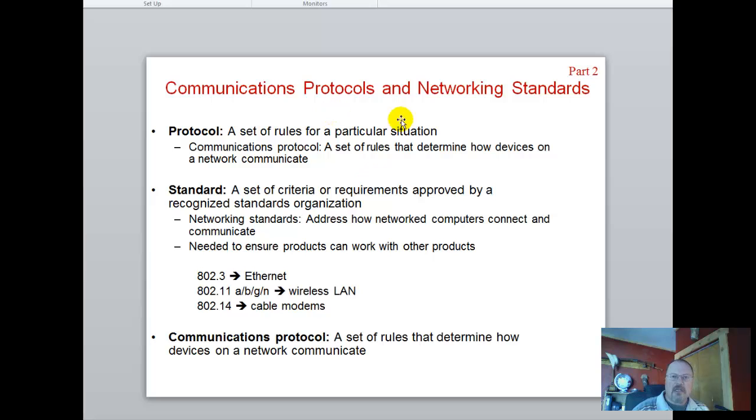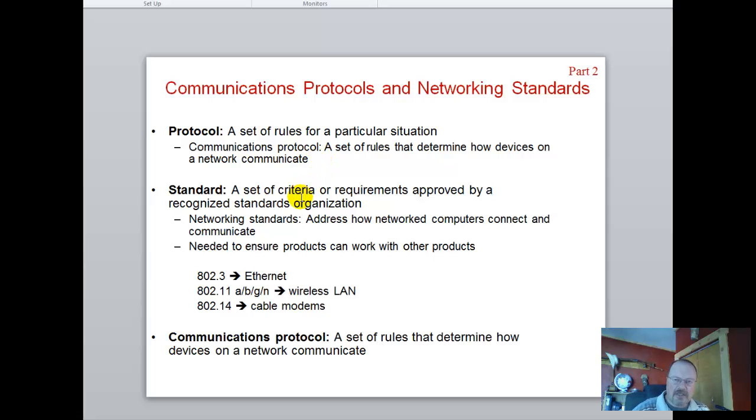Now, communications protocol and network standards. A protocol is a set of rules of communication. It determines how devices on the network communicate. So 802.3 communicates in a certain way. It's called CSMA/CD, carrier sense multiple access with collision detection. It works in a certain way, and that's what that protocol is.